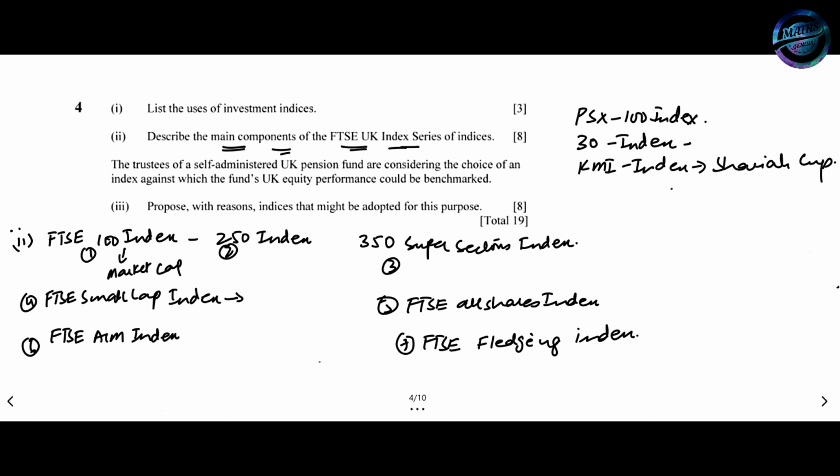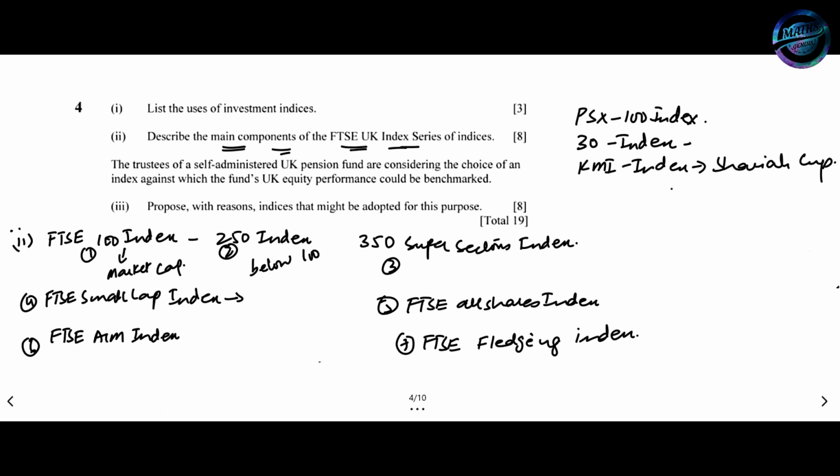Now what is the 250 index? The 250 index of course covers what? 250 companies which are below the 100 companies. So below those 100 companies which have the highest market capitalization are the 250 companies that are covered in the FTSE 250 index. Now what is the FTSE super index?